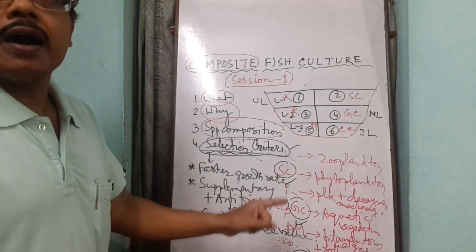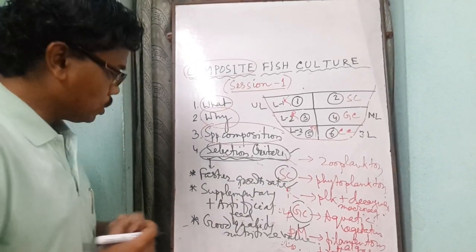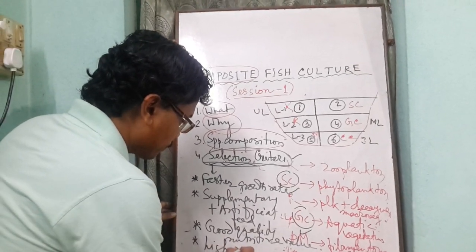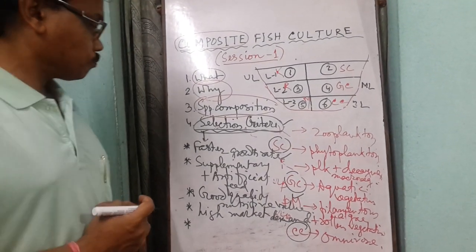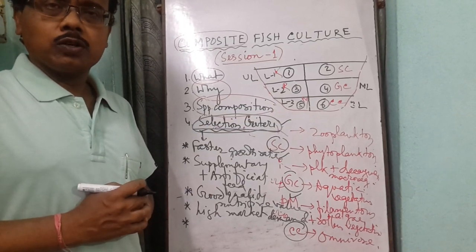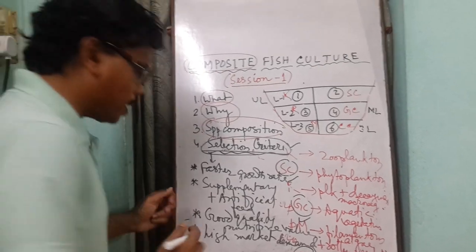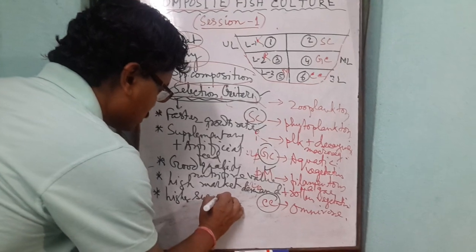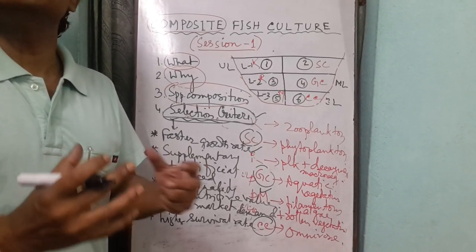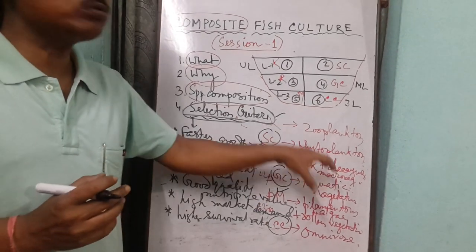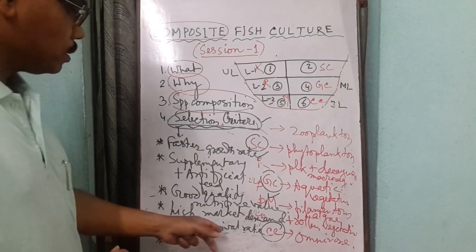They must have higher market demand. If the people need this species, then definitely it can be cultured from the commercial point of view. So they must have high market demand. Then all these species should have a higher survival rate, so that they can survive for a long time. And their seeds can be easily available. If their seeds are easily available, we can introduce these six species into this culture system.